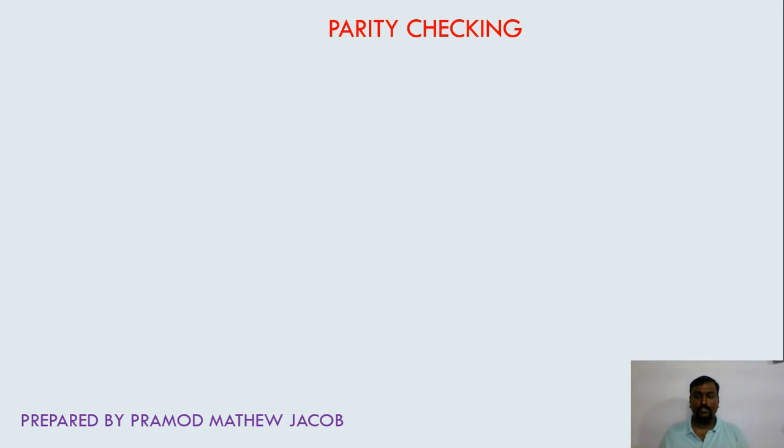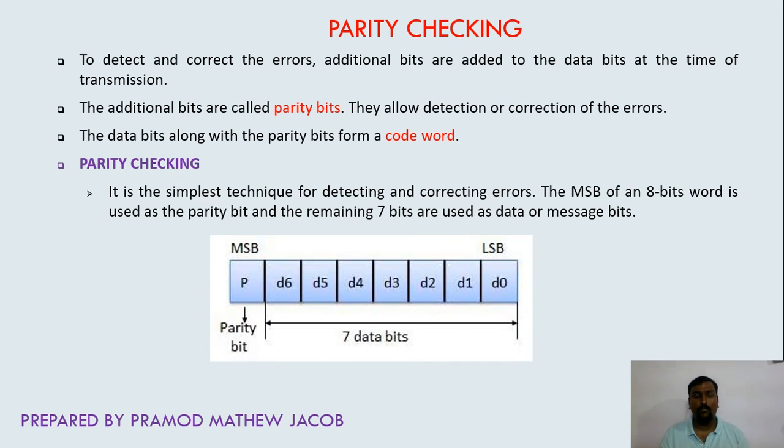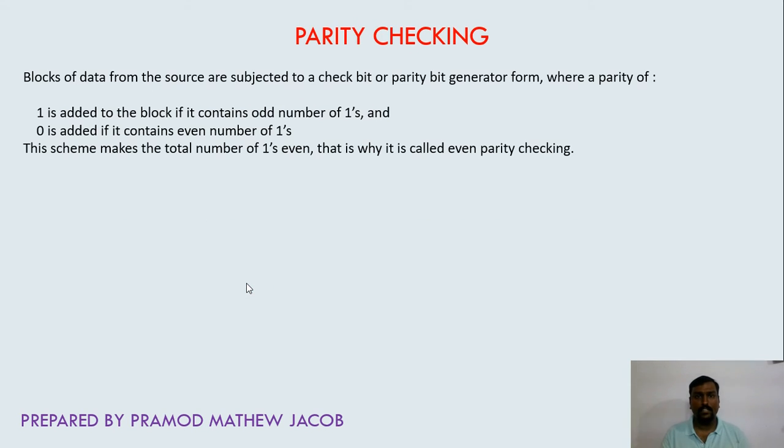So the next method is parity checking. In parity checking, we are adding some additional bits called parity bits. These parity bits are used for detection and correction of the errors. The data bits along with the parity bit form a code word. So consider this example. This is an 8-bit data unit. The first 7 bits from the LSB are data bits, and the MSB, or the 8th bit from the LSB, is used as the parity bit. So this is an additional bit, and this parity bit is used for checking whether the data is received correctly on the receiver side.